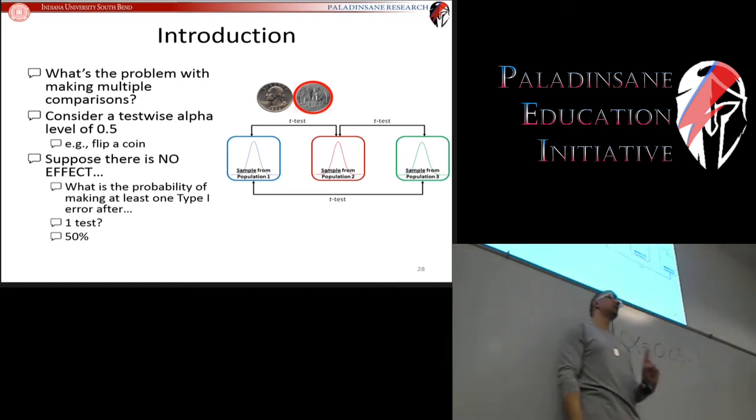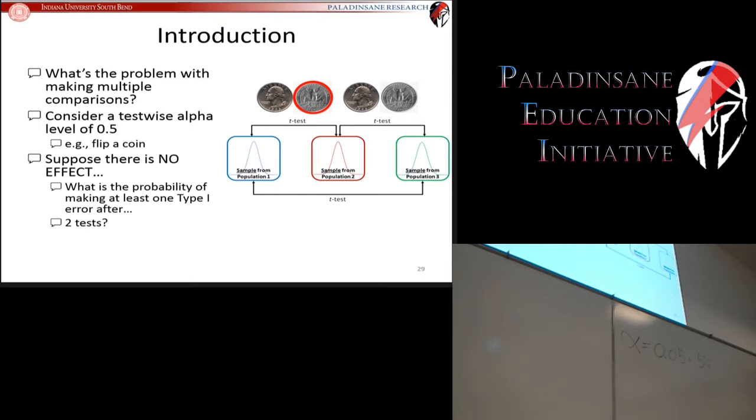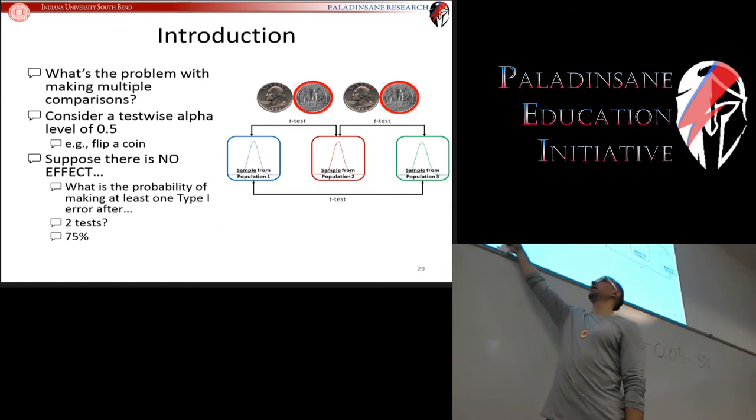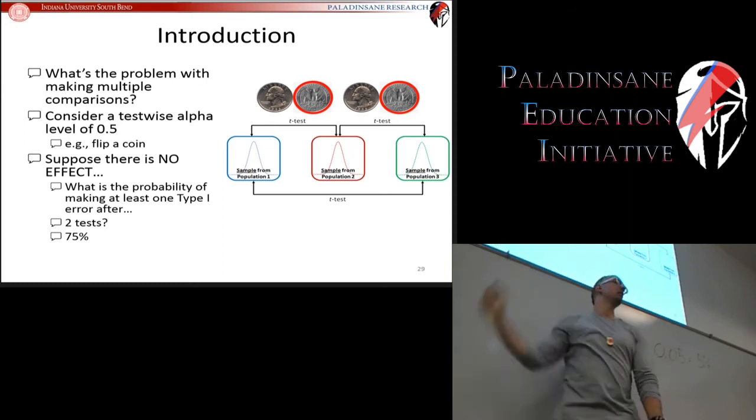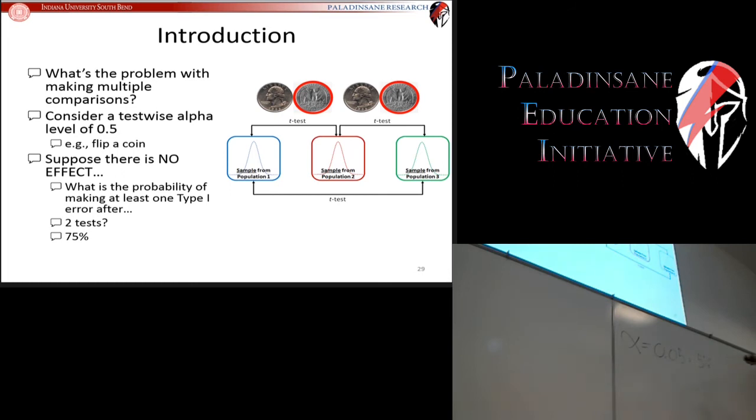However, that's only after one test. What happens when you do 2 tests? Well, if you do 2 tests and you flip the coin again, once again you got a 50-50 chance of being wrong. But this is now your second test. And the probability that you'll be wrong at least once, you can be wrong on the first test, you can be wrong on the second test, or you can be wrong on both. There's only a 25% chance that you'll be correct on both tests. So that alpha level that we want to be 50% has now ballooned to 75%. That's no good.